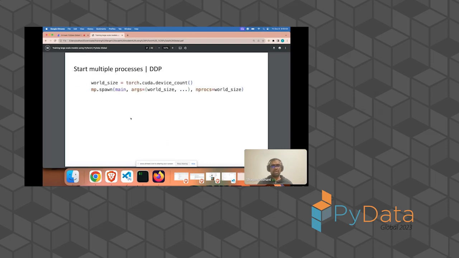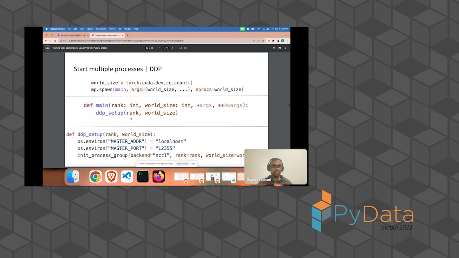And just to give you a quick example of what the code could look like for things like this, we have a world size, which is basically how many devices we are using. And we set up these DDP processes, which is basically just providing a way for these processes to communicate. So we provide a master address and a master port. All the processes are going to use this address and this port to communicate. And then we just initialize the process group.